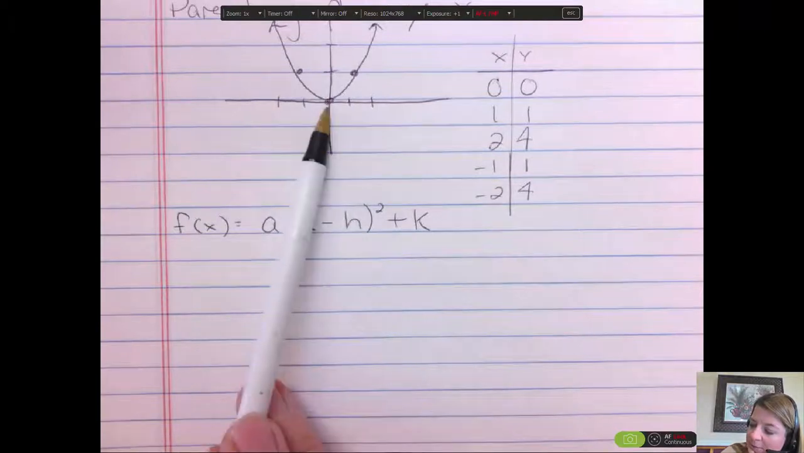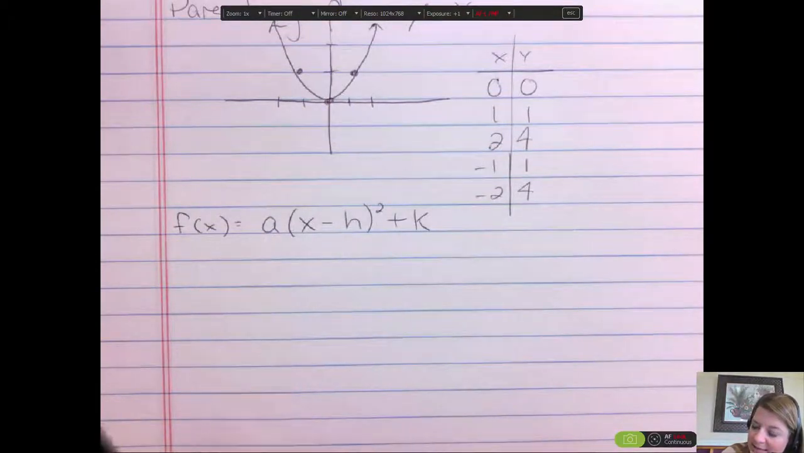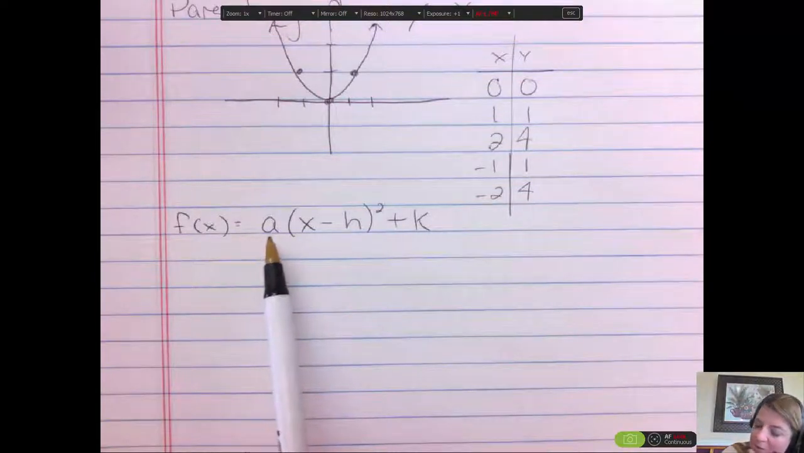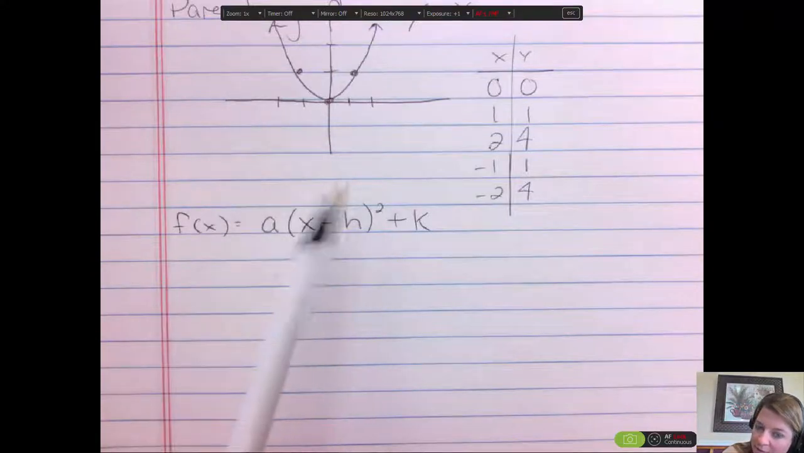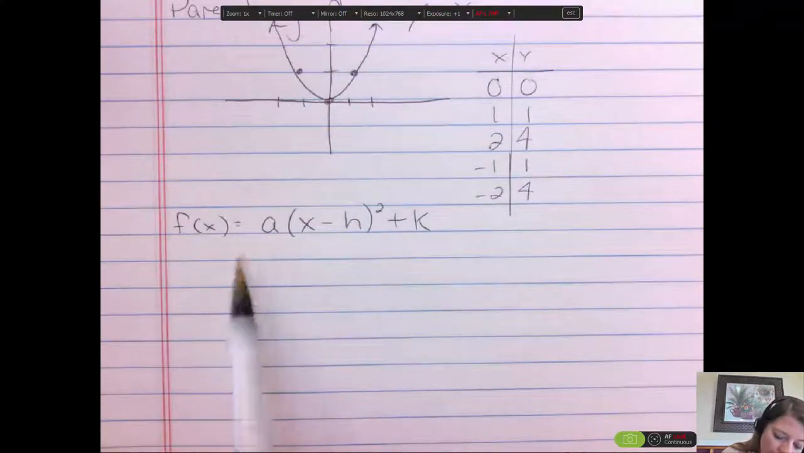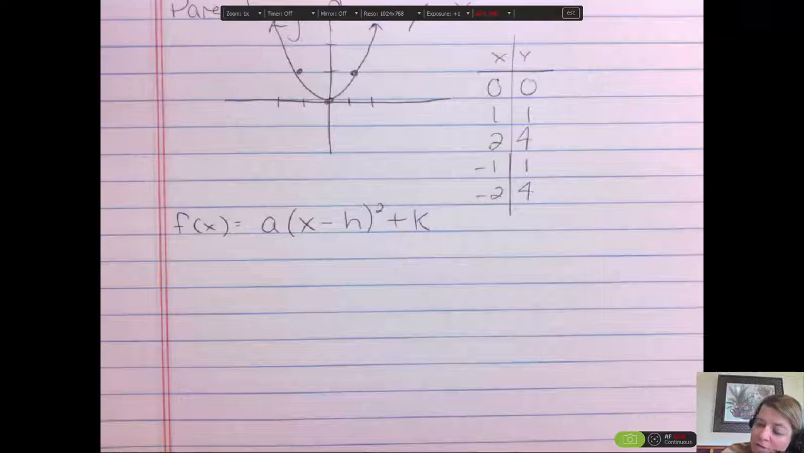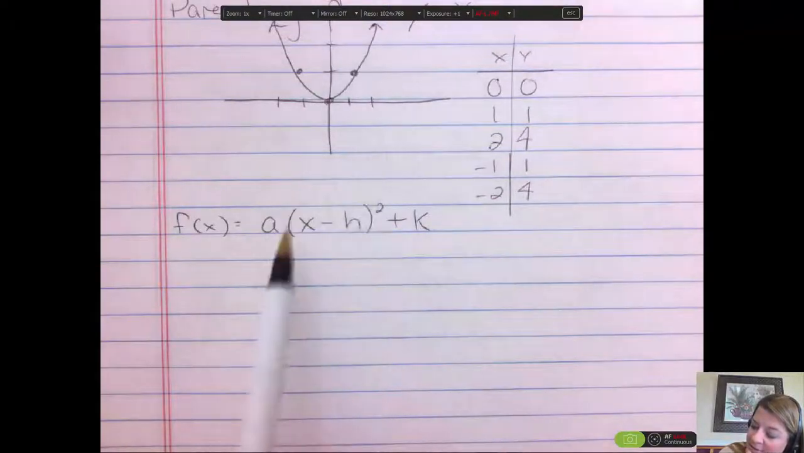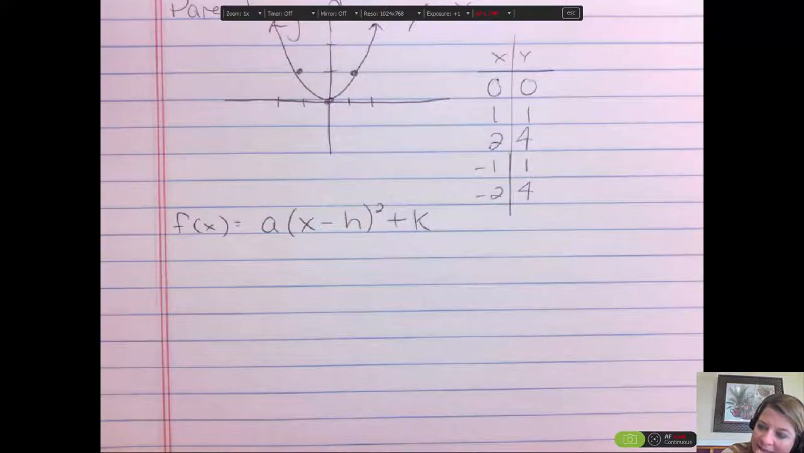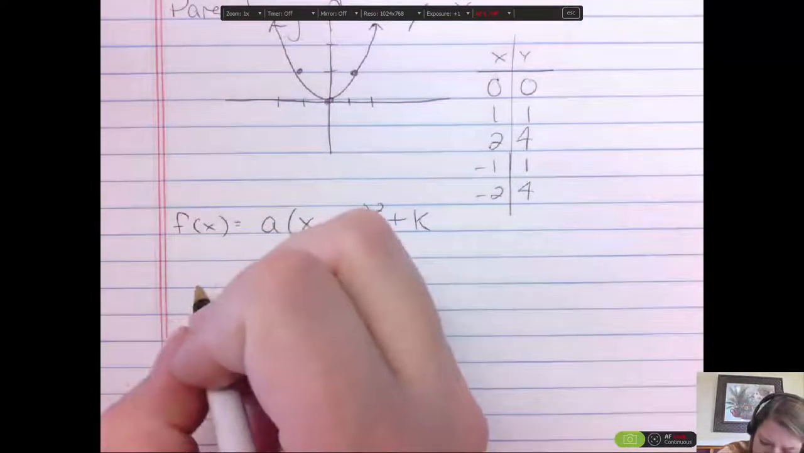So here's our general one. If it's a negative a, it flips it upside down. If it is a higher number like 2, 3, 4, anything bigger than 1, even if it's negative, because the negative only has to do with upside down or right side up, it is going to make your graph skinnier, or compress it. If this number is a fraction or a decimal less than 1, it is going to make it fatter, or widen it. Let's look at a couple of those things.